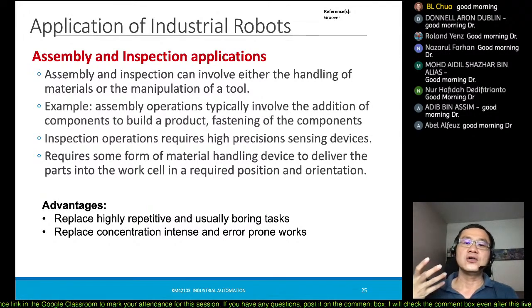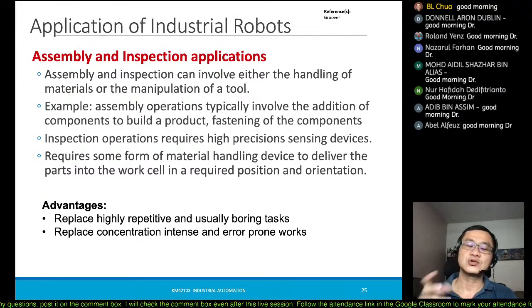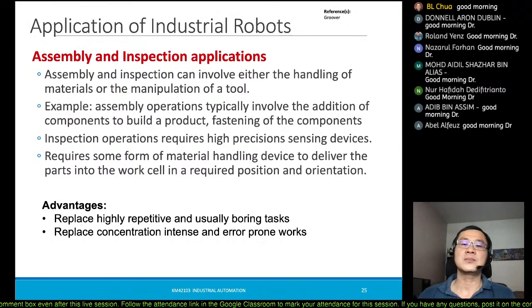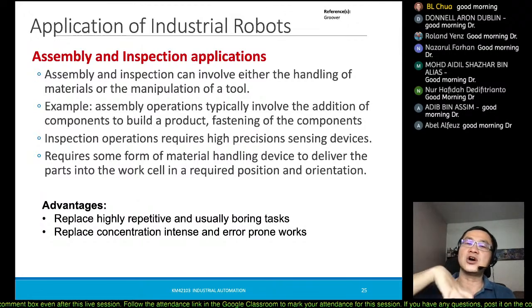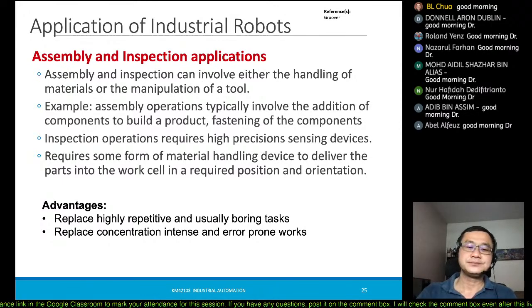If your robot is not precise or accurate, then whatever you measure may not be accurate as well. That's why accuracy is important when it comes to inspection operations. Therefore, for inspections we usually want robot configurations that are more rigid, for example the Cartesian type or the SCARA type, which is more rigid in a certain form, so that the positional accuracy is much higher.